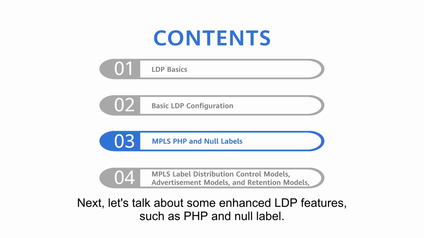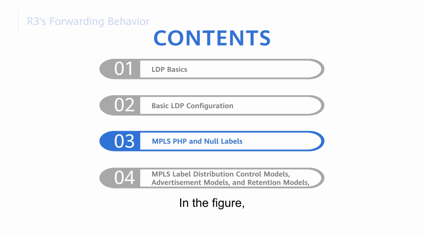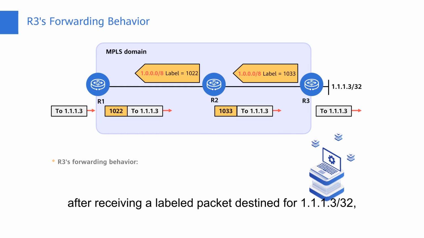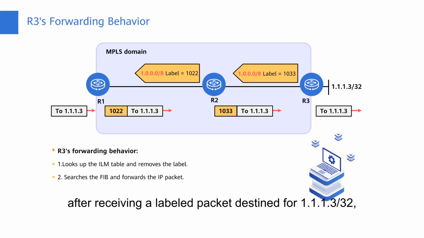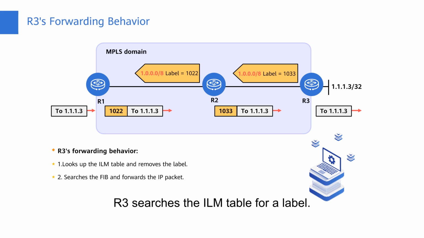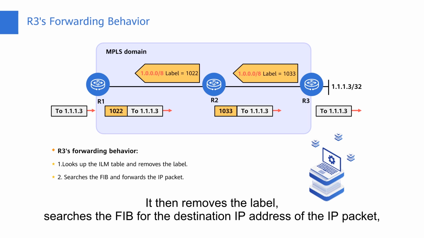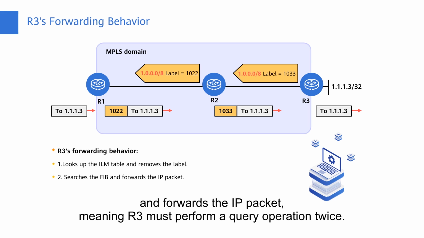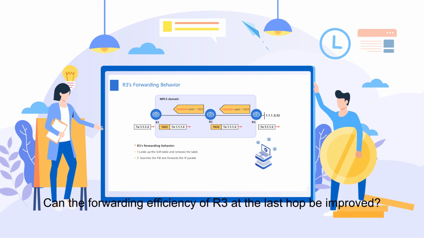Next, let's talk about some enhanced LDP features, such as PHP and null label. In the figure, after receiving a labeled packet destined for 1.1.1.3/32, R3 searches the ILM table for a label. It then removes the label, searches the FIB for the destination IP address of the IP packet, and forwards the IP packet, meaning R3 must perform a query operation twice. Can the forwarding efficiency of R3 at the last hop be improved?